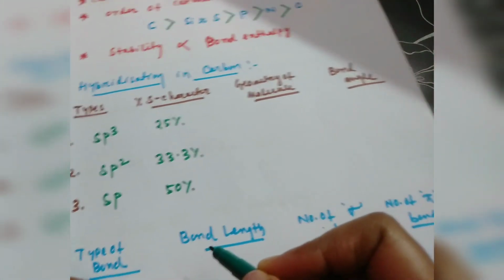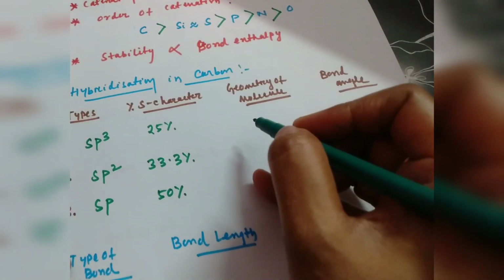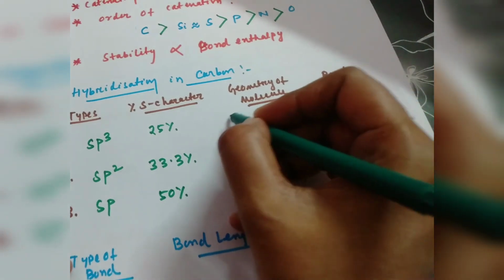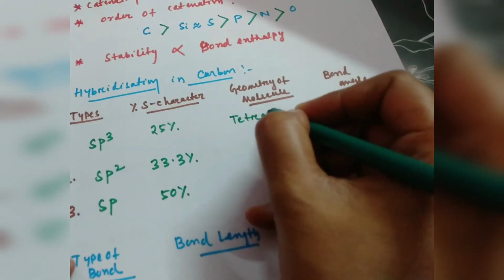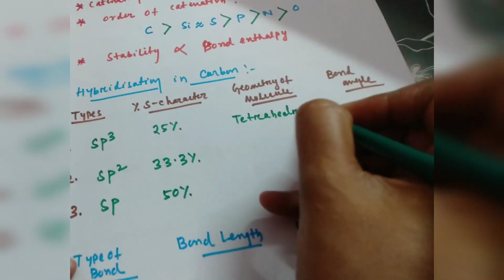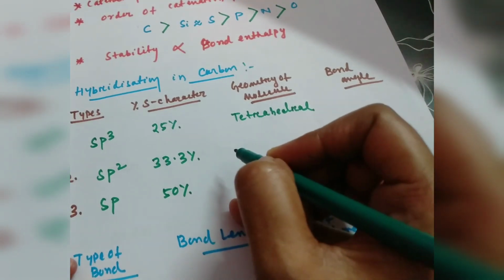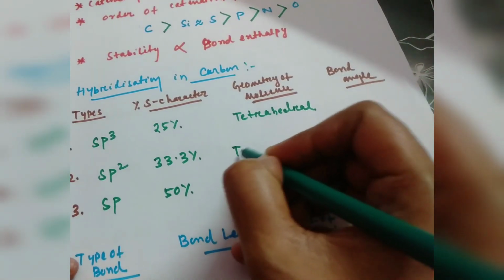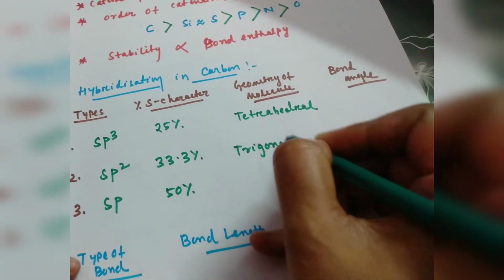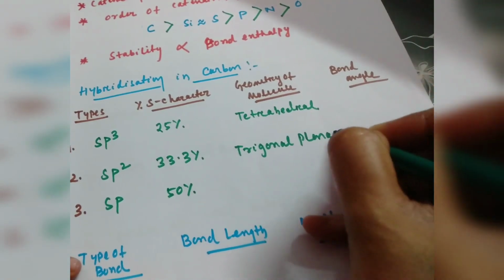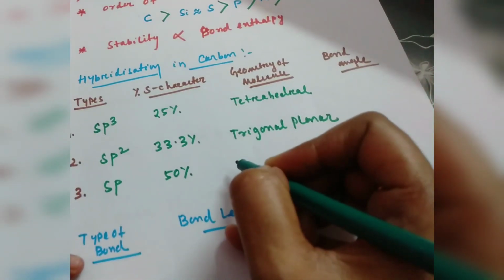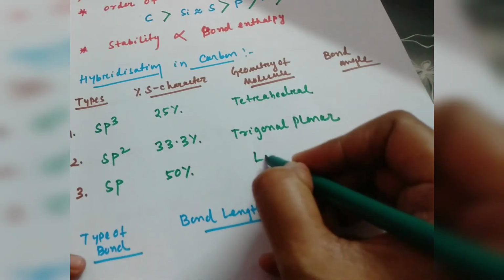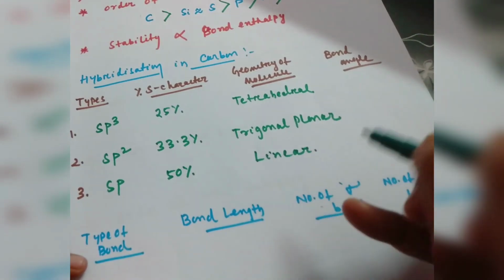Okay. Then what is about the geometry of the molecule? If it is sp3 hybridization, the geometry of the molecule is tetrahedral. That you have to remember. If it is sp2 hybridization, then the geometry is trigonal planar. Similarly, if it is sp hybridization, then the geometry is linear.